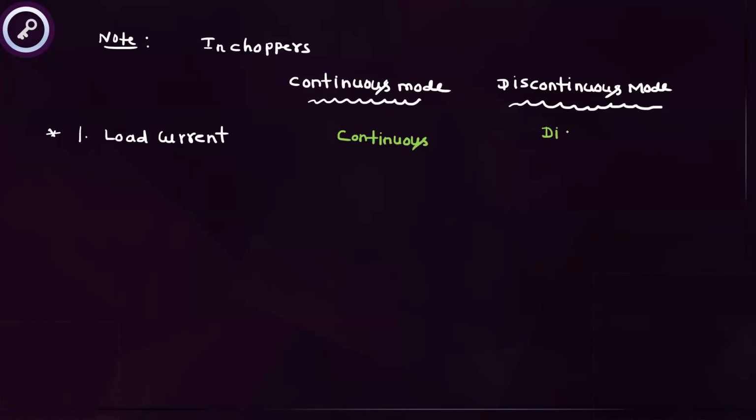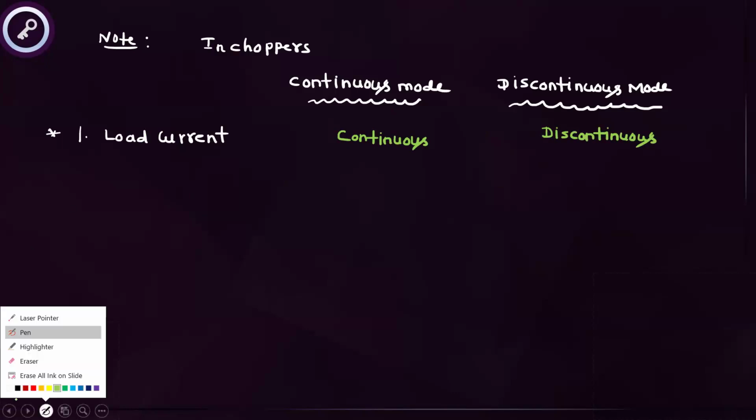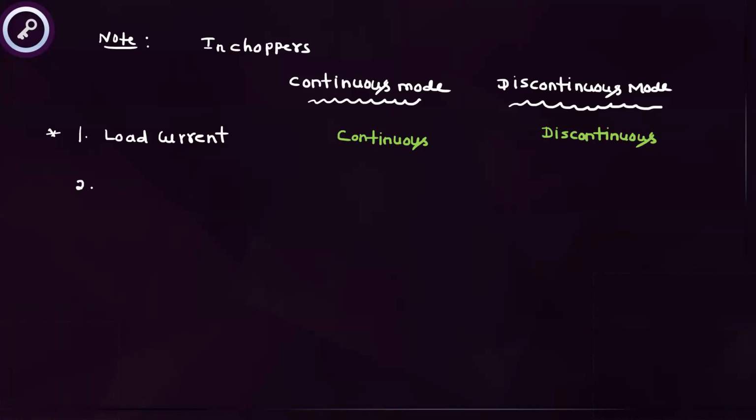All of you know this one; there is no need to remember it. How to say whether it is continuous mode or discontinuous mode? In discontinuous mode, load current is discontinuous. In continuous mode, load current is continuous. Next.